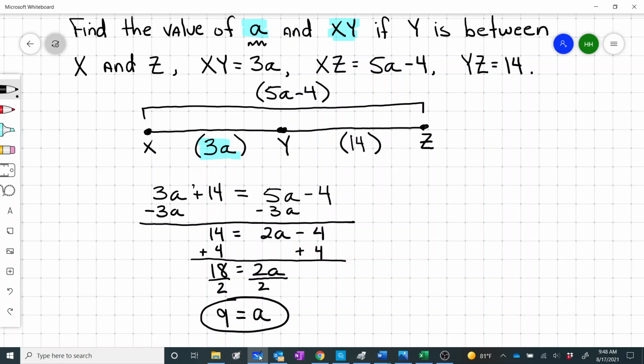So your A is equal to 9, and if XY is equal to 3A, then XY is equal to 3 times 9, and 3 times 9 is equal to 27. So there's the second part of your question.